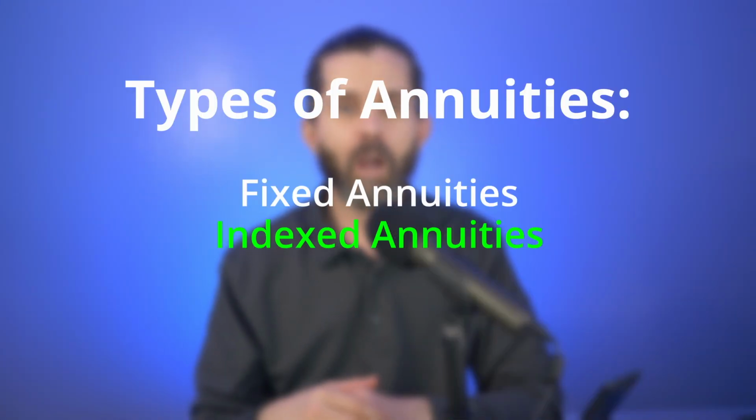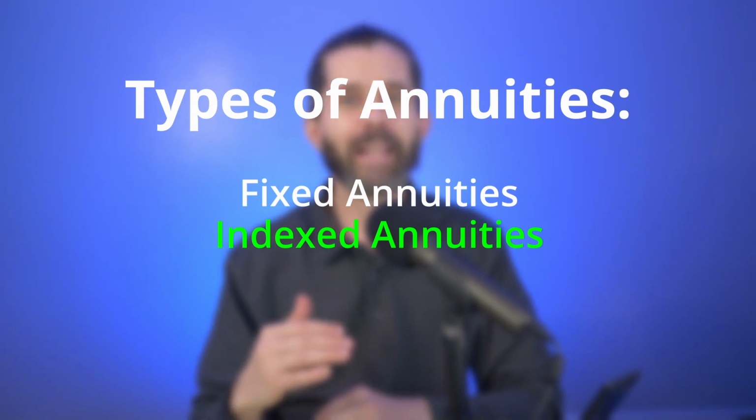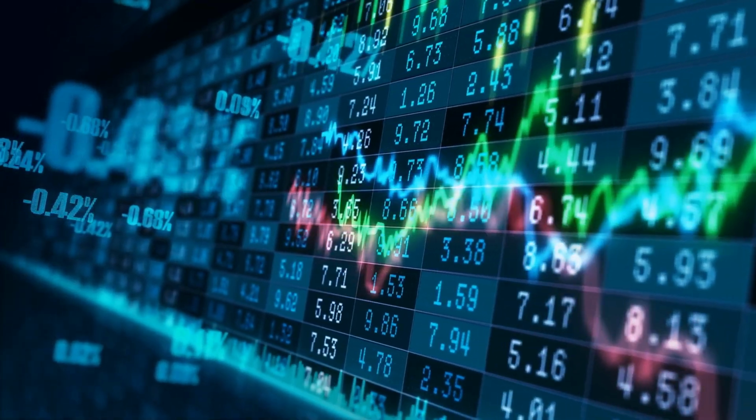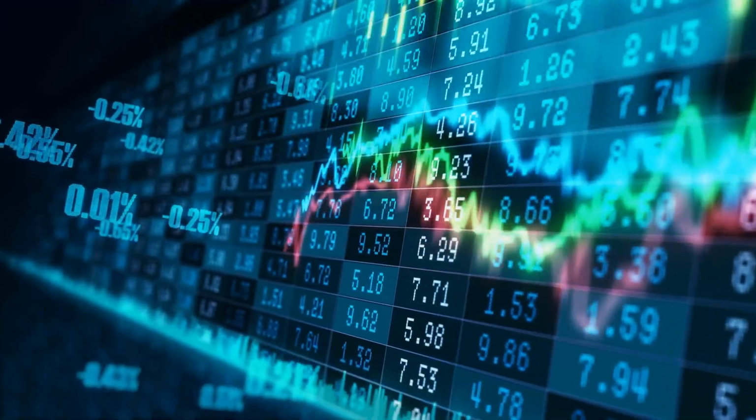The other one is called an indexed annuity. Now, an indexed annuity also gives people an opportunity to have a guaranteed minimum interest, which means they don't lose money, but it also gives them a chance to participate in the market growth and market gains if the market does go up. So a lot of people actually enjoy indexed annuities because they get a little bit of the best of both worlds. They get to have that guarantee that they're not going to lose any money, but they also get the opportunity to have some growth if the market does well.